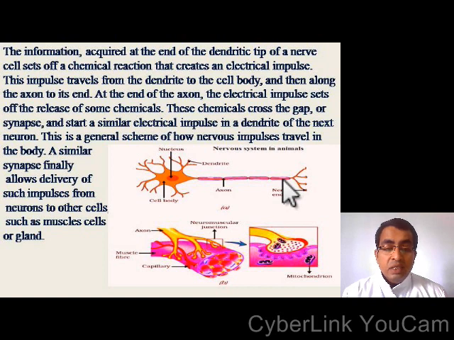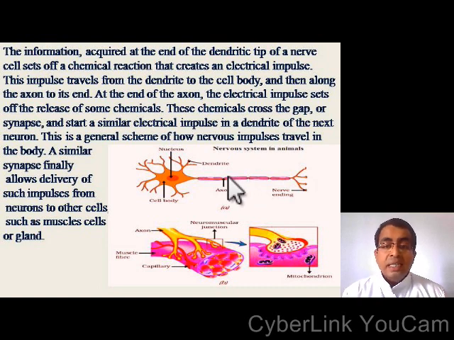So the junction between two nerve cells is called synapse. Once again, let us see the information acquired at the end of the dendritic tip of a nerve cell sets off a chemical reaction that creates an electrical impulse. This impulse travels from dendritic tip to the cell body and then along the axon to its end. At the end of the axon, the electric impulse sets off the release of some chemicals, and these chemicals cross the gap or synapse and start a similar electrical impulse in a dendrite of the next neuron.